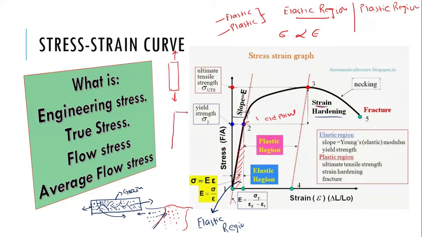Material will further elongate due to this stress, and after this UTS, ultimate tensile strength point, there will be a formation of neck. There will be a formation of neck here. Means the material is going to fracture, and this neck will further concentrate onto a single point, and ultimately we will have a fracture region. And this is called a fracture point. So this region is termed as a necking.